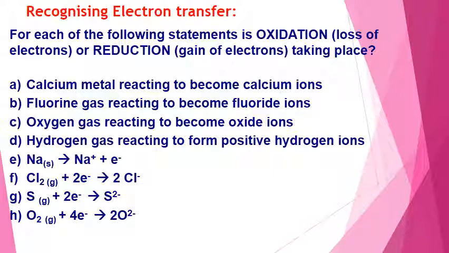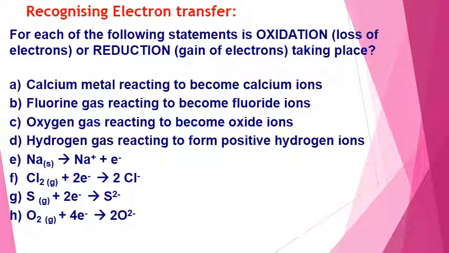So for each of the following statements, is it oxidation, which is a loss of electrons, or reduction, a gain of electrons, which is taking place? I want you to pause the video now and work through A to H by yourself, and if you desire to, you can write the answers down and I can mark them in class for you.